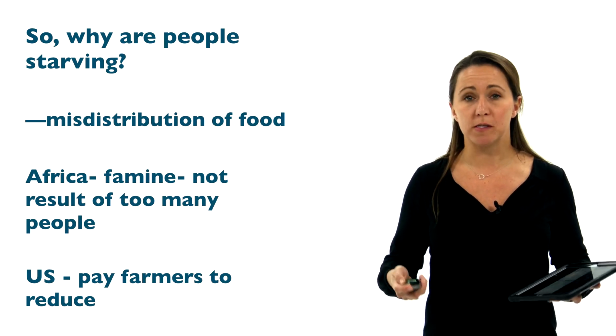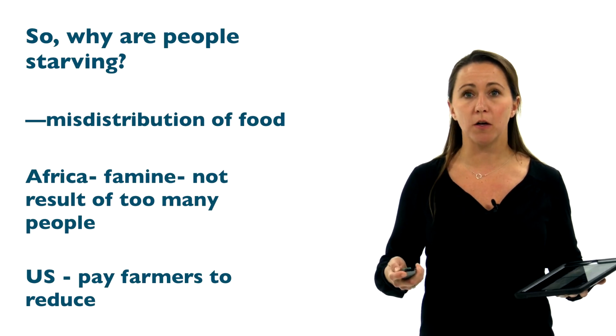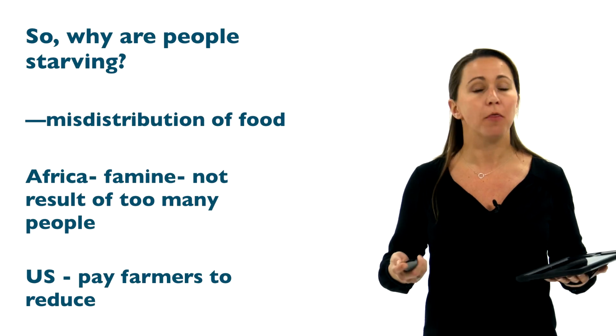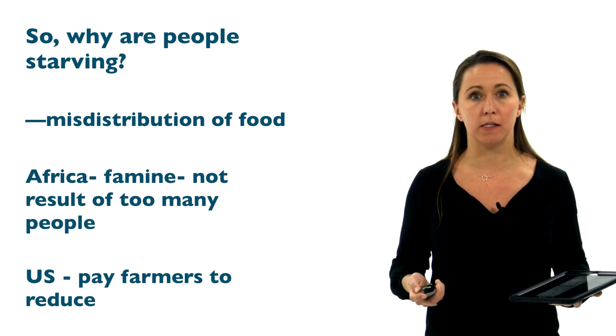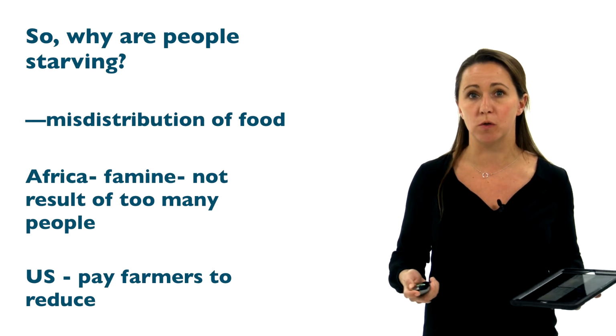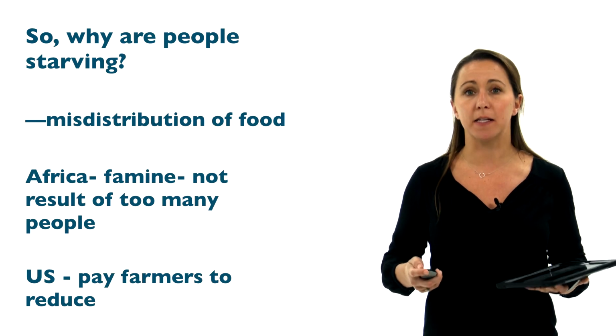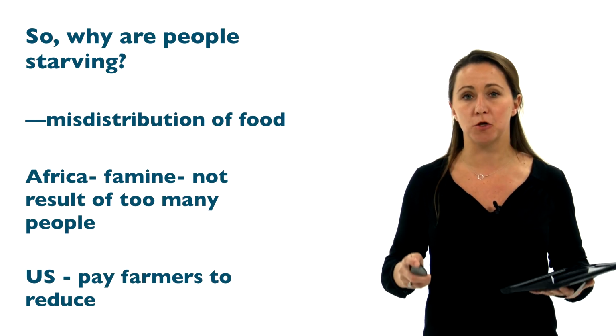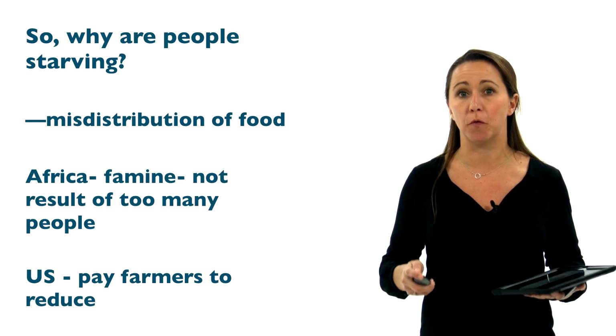The new Malthusians would counter this argument and argue that as the world's population continues to grow, the Earth may not be able to continue to produce such sufficient food supply. Again, it's important to understand and remember that this is due to a maldistribution or misdistribution of food.